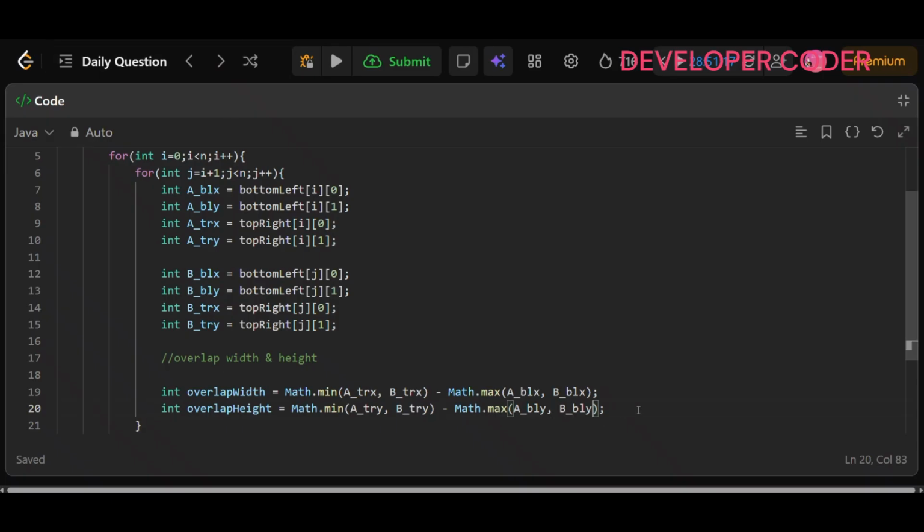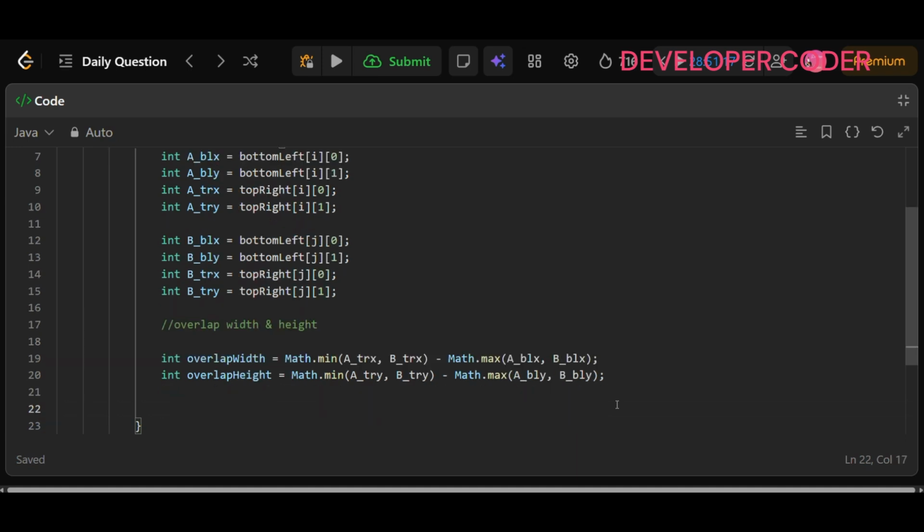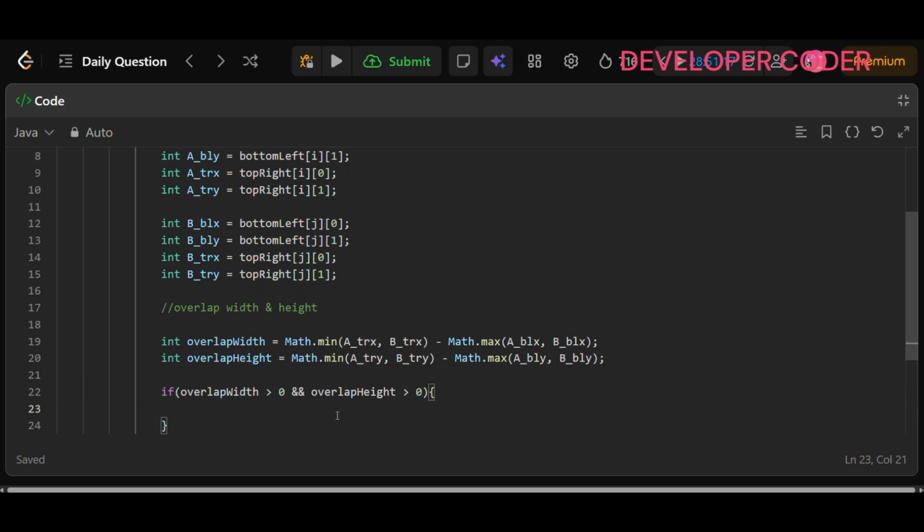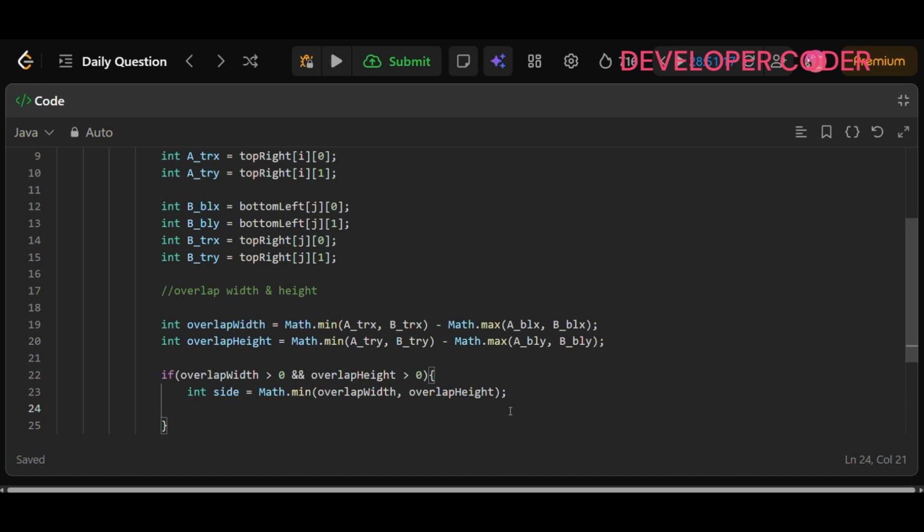Now I have calculated the overlap width and overlap height. Now here I have to make sure that my overlap width should be greater than 0, and my overlap height should be greater than 0 for the boxes to be intersecting. So if they are intersecting, then I have to calculate the side, which is going to be the Math.min of the overlap height and the overlap width. So the minimum value I need to choose.